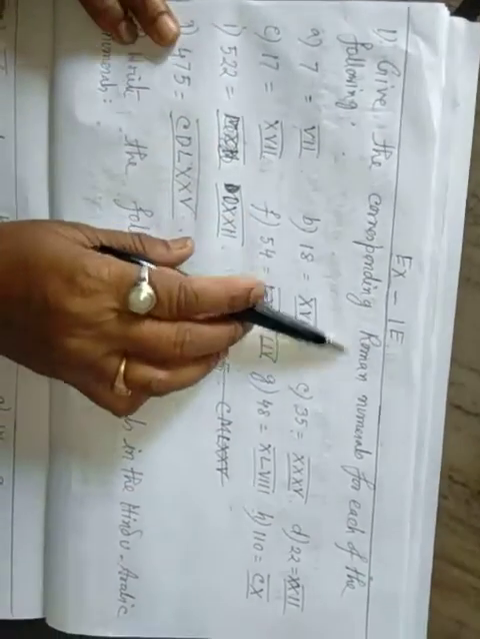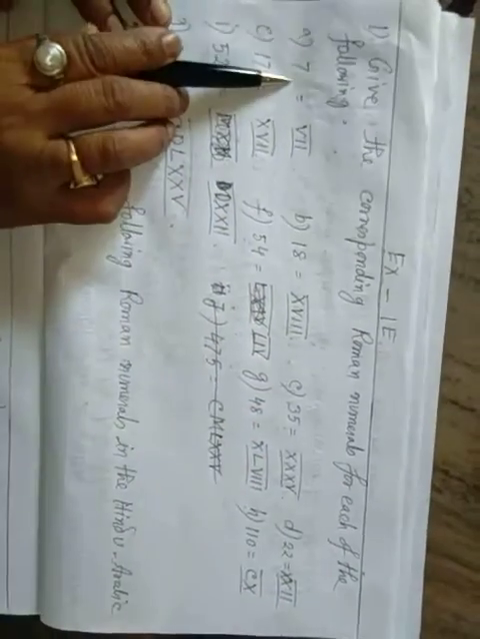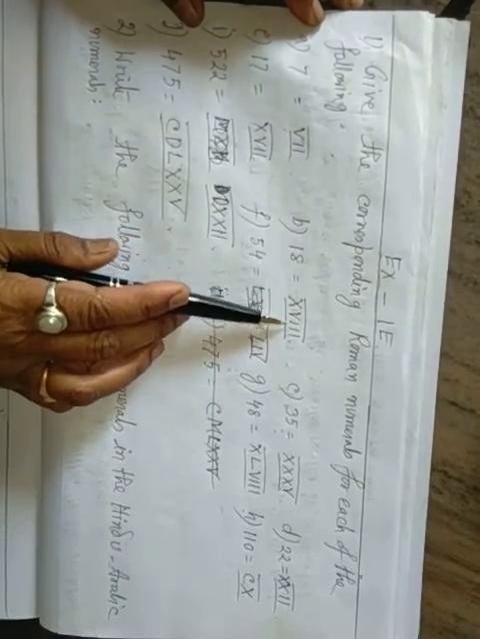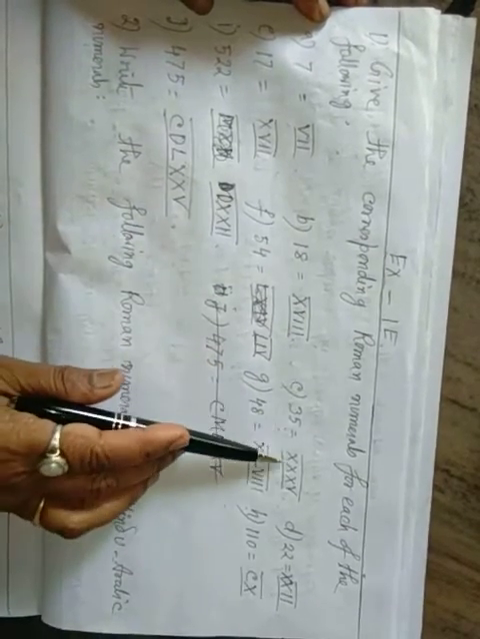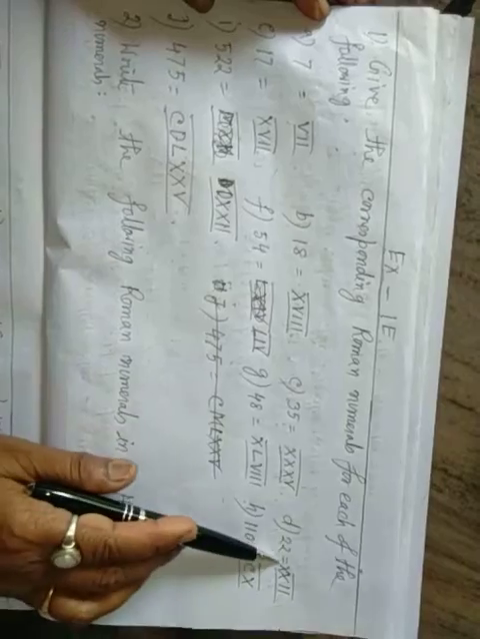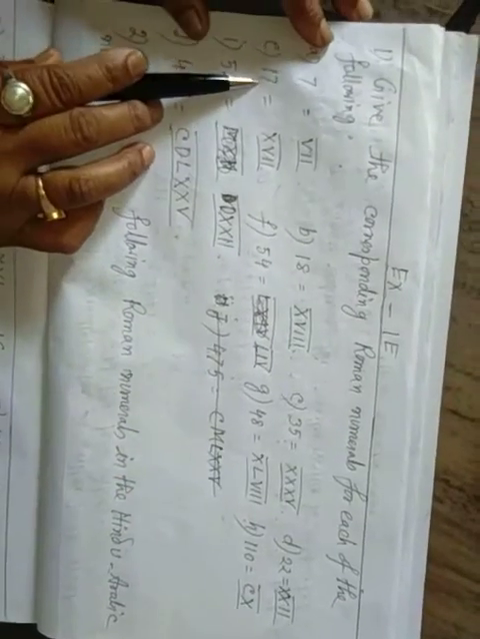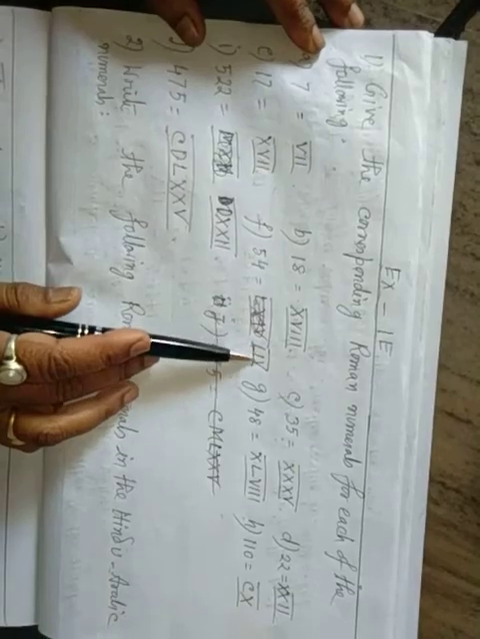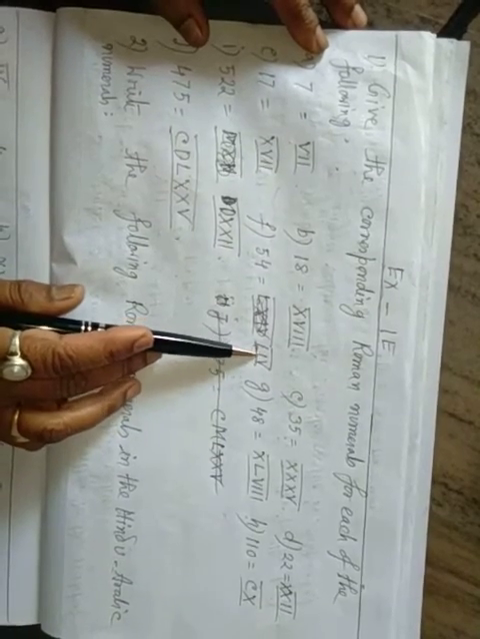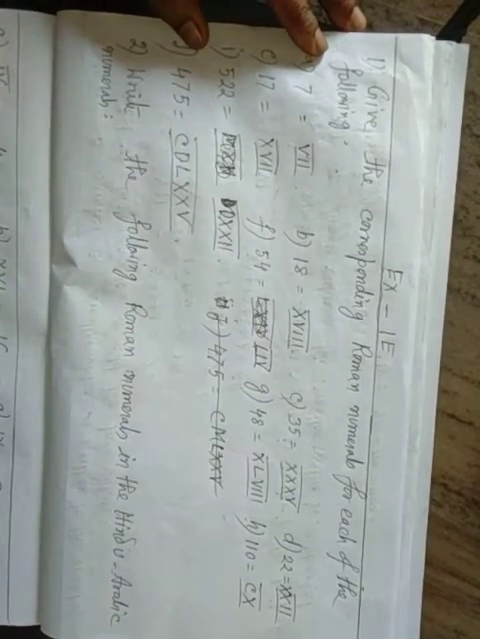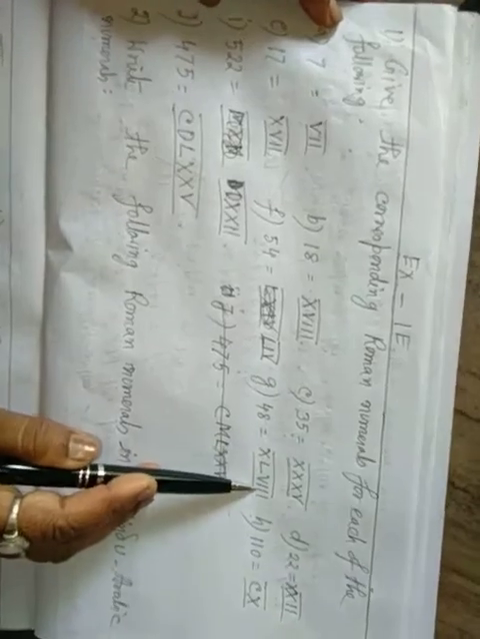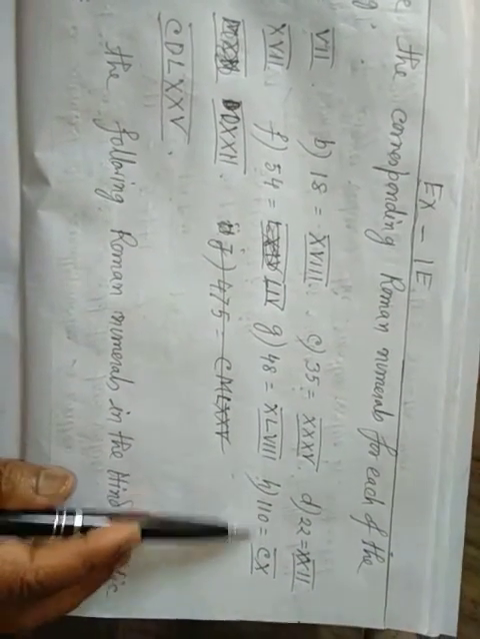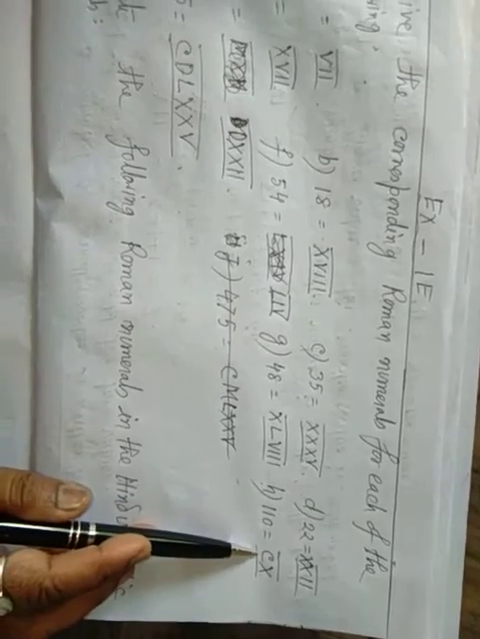Exercise: give the corresponding Roman numerals for each of the following. 7: VII. 18: XVIII. 35: XXXV. 22: XXII. 17: XVII. 54: L means 50, so LIV. 48: XLVIII. 110: that is C, 100, so CX, 110.